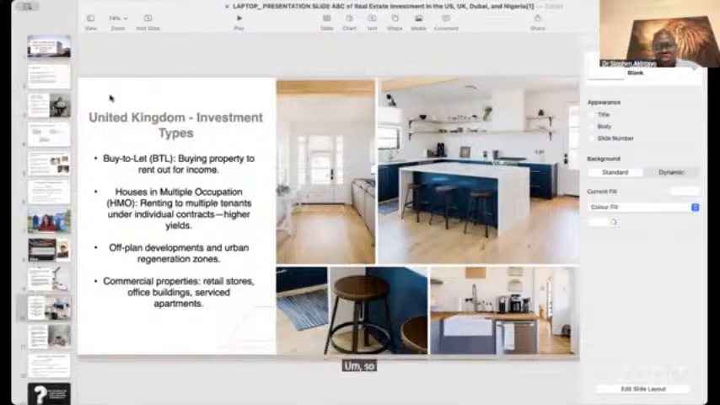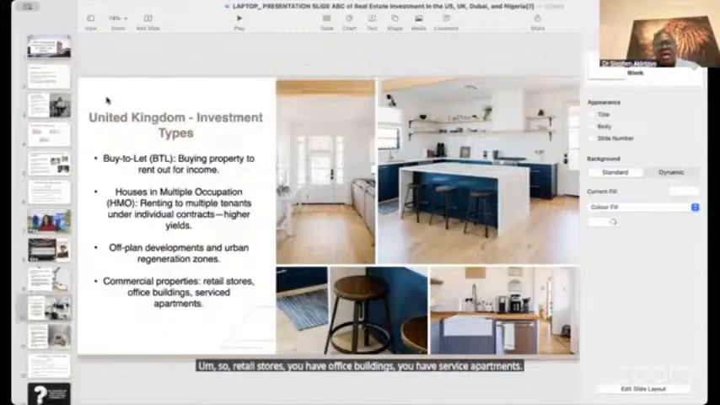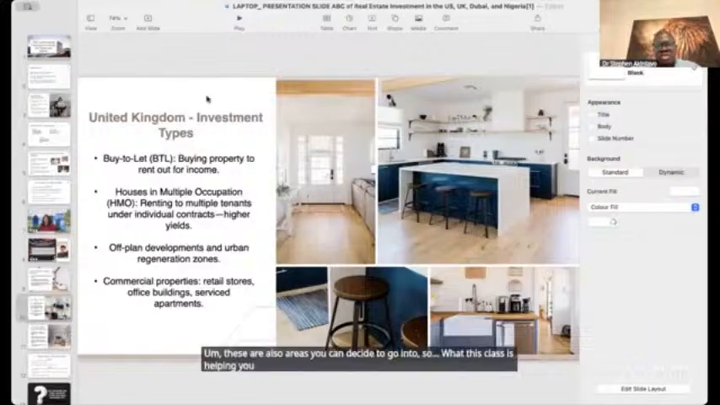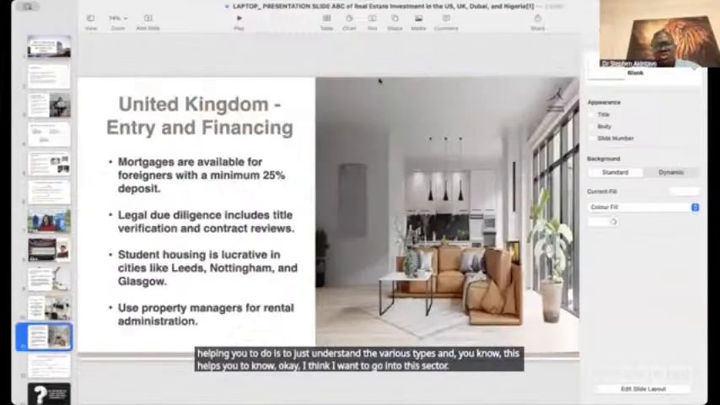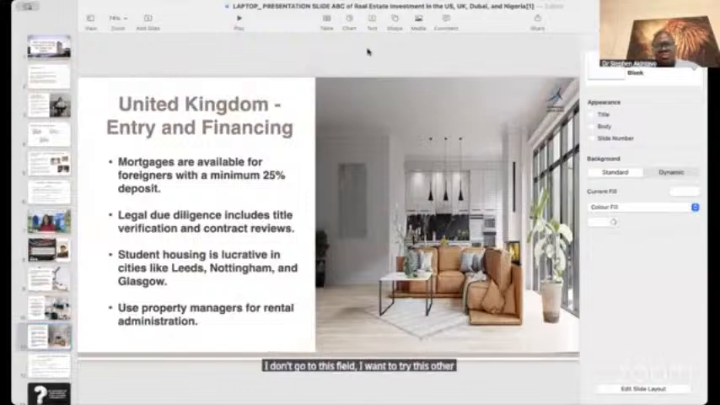So with retail stores, you have office buildings, you have service apartments. These are also areas you can decide to go into. What this class is helping you do is just understand the various types, and this helps you to know, okay, I think I want to go into this sector, I want to go into this field, I want to try this other one.